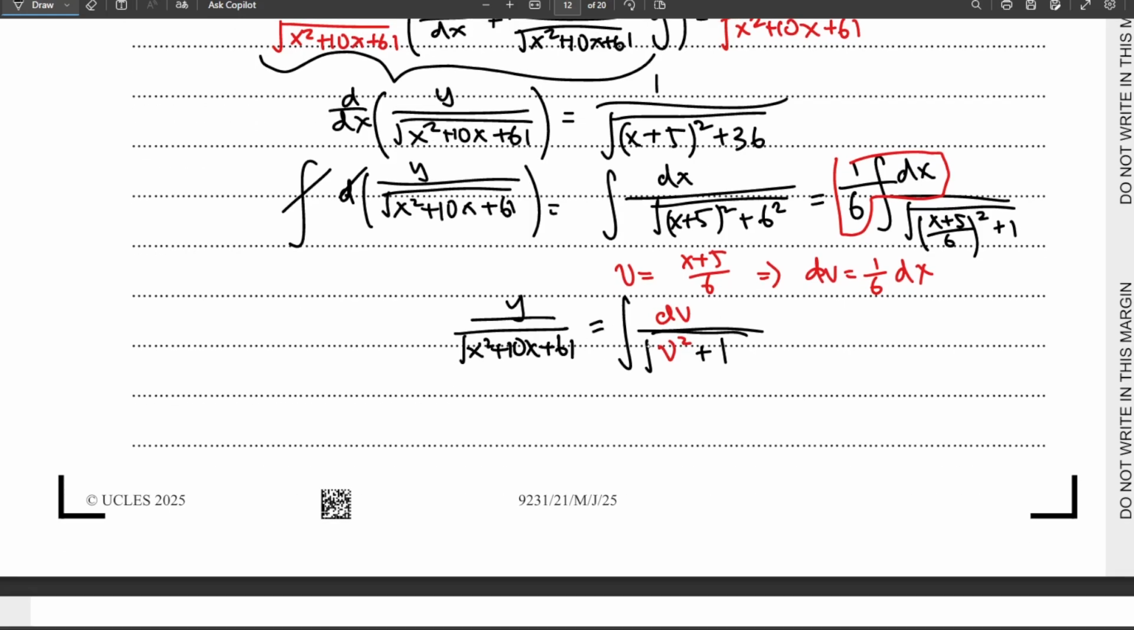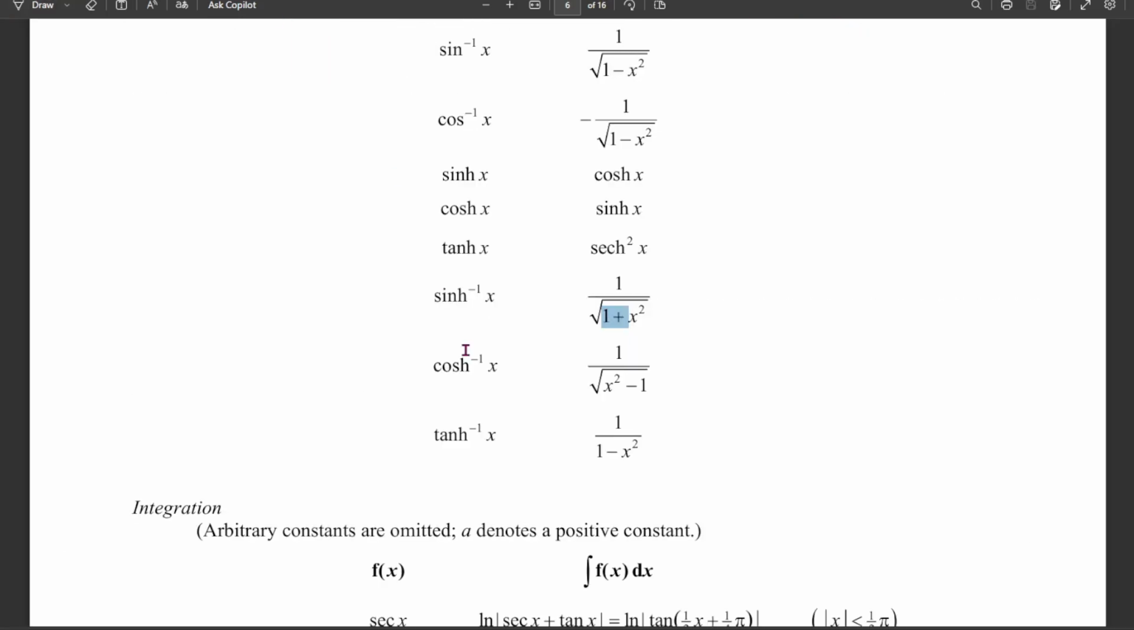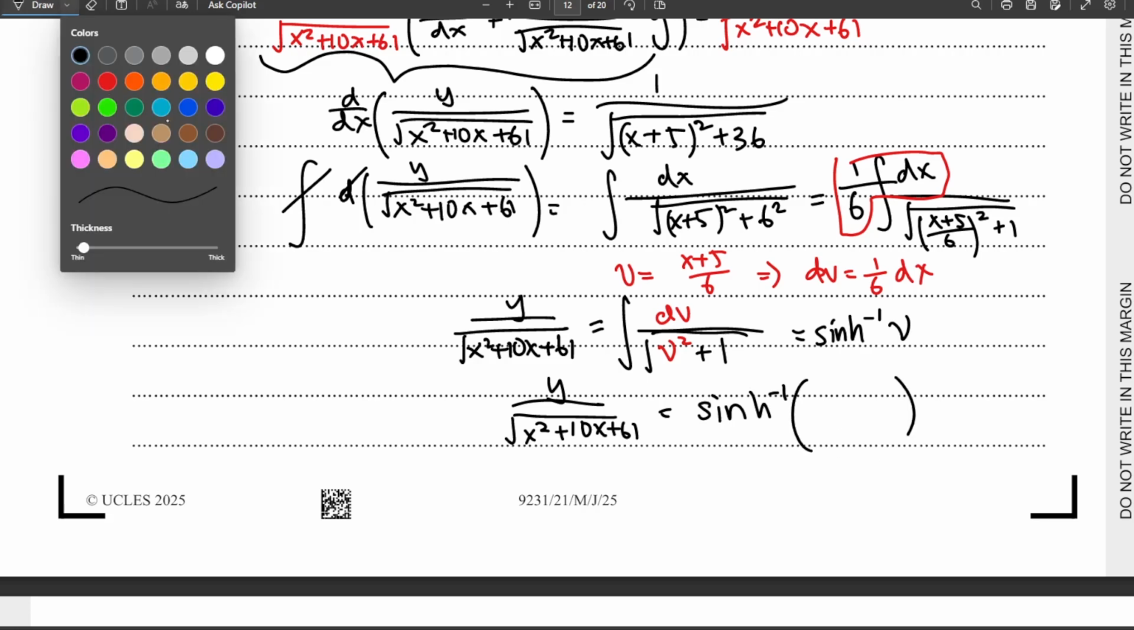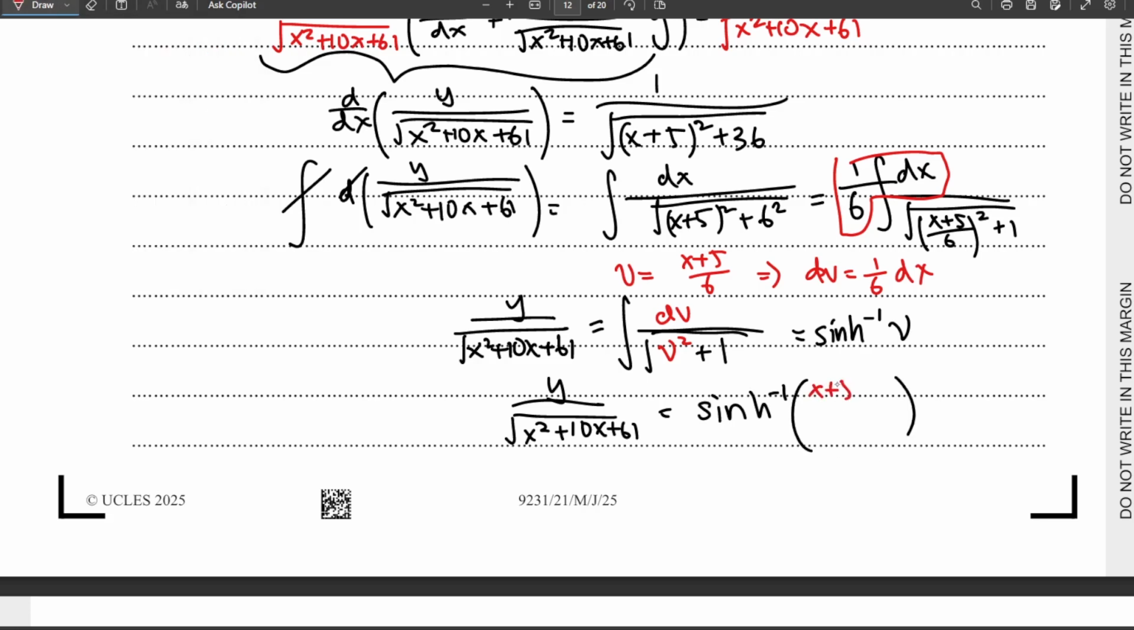And on this side, we look at the formula sheet, it's exactly the same form as this. So it's just the inverse hyperbolic sine function. And in terms of v, I can directly replace it back to be x plus 5 over 6, right? That's what we set in the first place. So x plus 5 over 6.